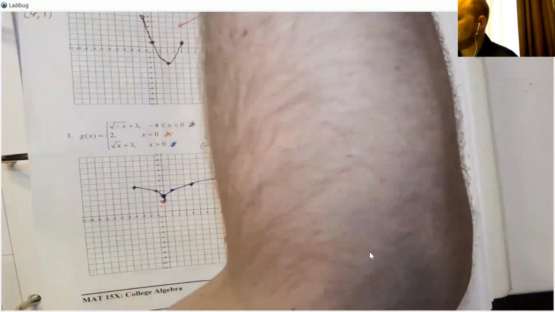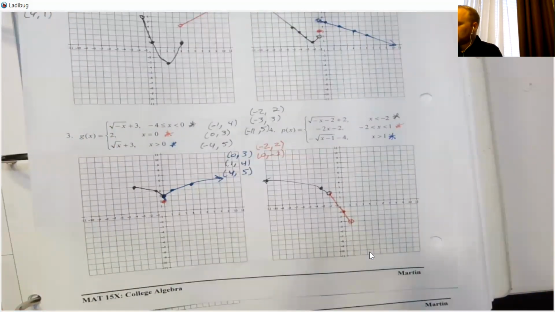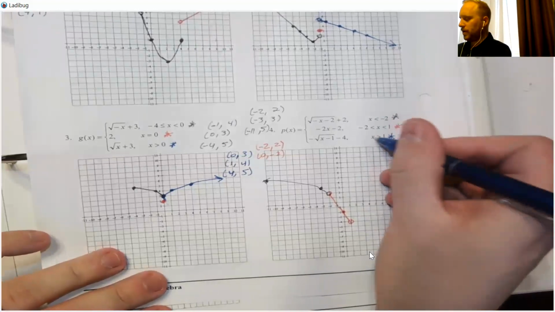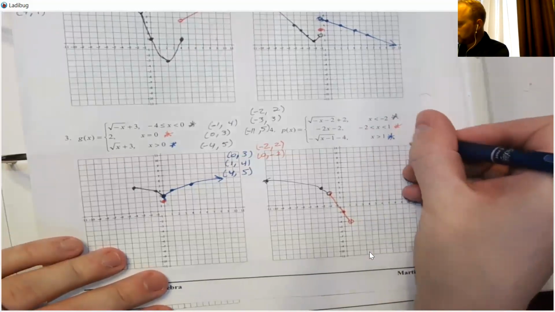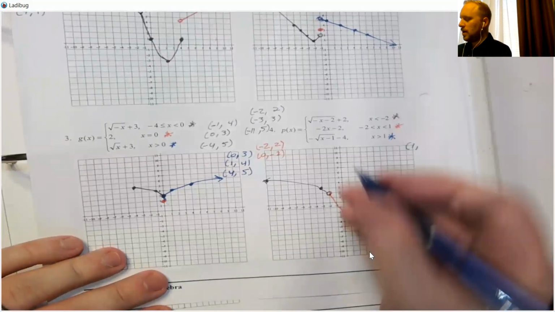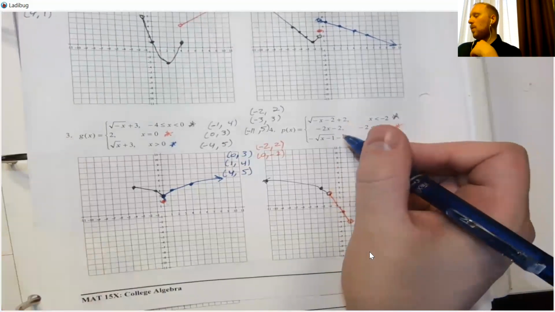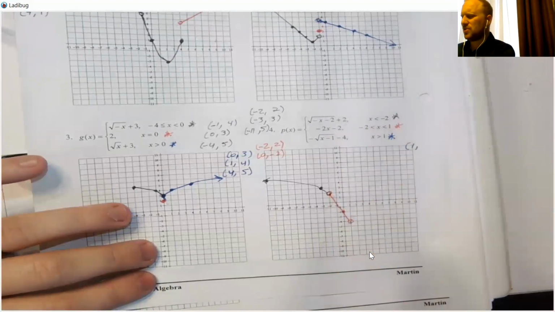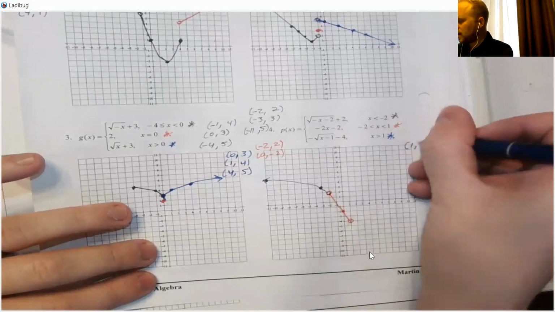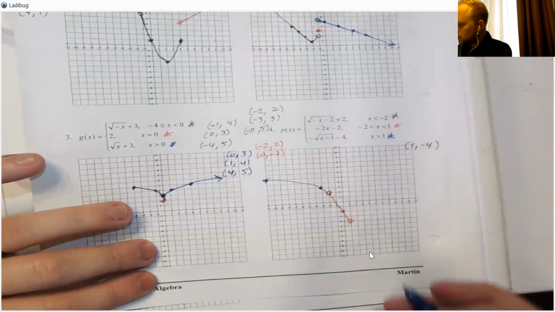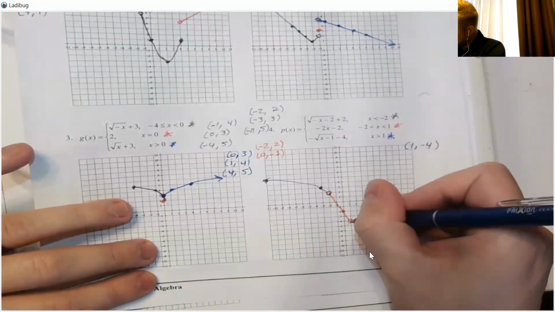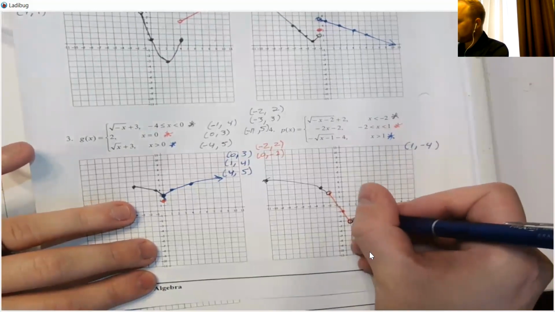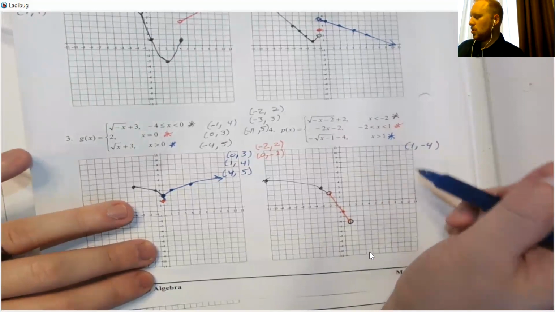Okay, now the last one. We have where x is greater than 1, and we could plug values in there. So we're going to start with 1, and this is a square root. If we plug a 1 in there, that is 1 minus 1 is 0. The square root of 0 is 0. Negative 0 is just 0. 0 minus 4 is negative 4. So we're going to go to 1, negative 4. Oh, that's right there. Okay, so that's an open dot.